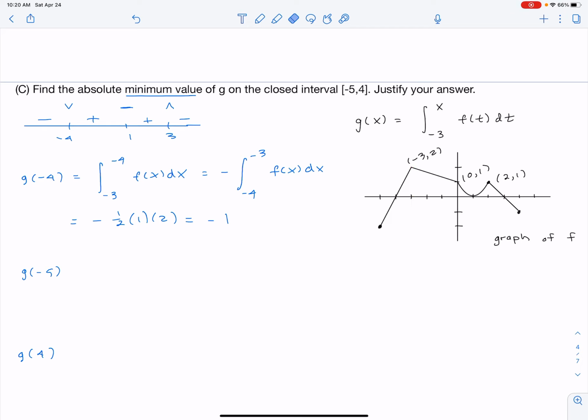Let's go and find g of negative 5. So g of negative 5, I think you guys would agree, is a similar idea. It goes from negative 3 to negative 5 of f of x dx. So what does that equal? Well, first off, let's flip those limits of integration. We want them to go from least to greatest, not greatest to least. So negative 5 to negative 3 of f of x dx.